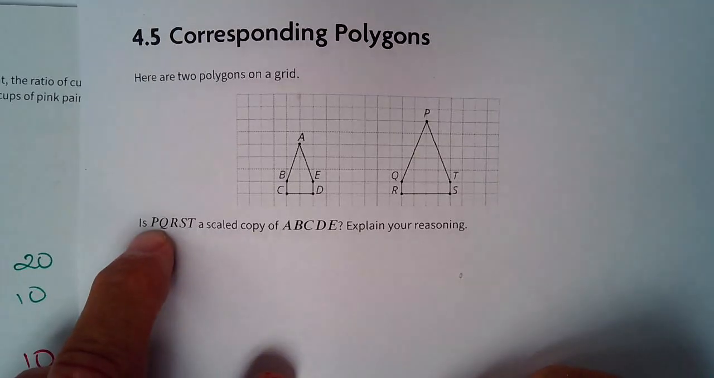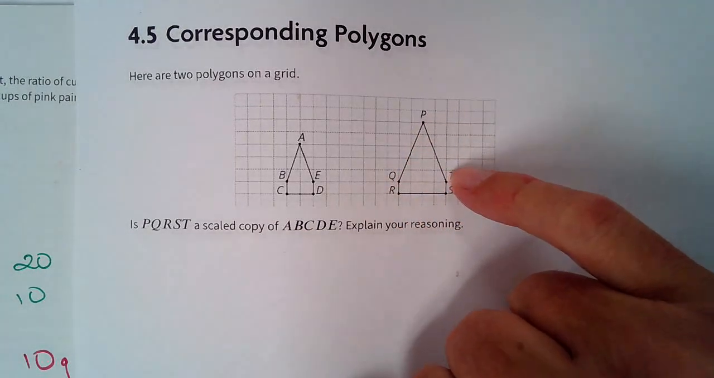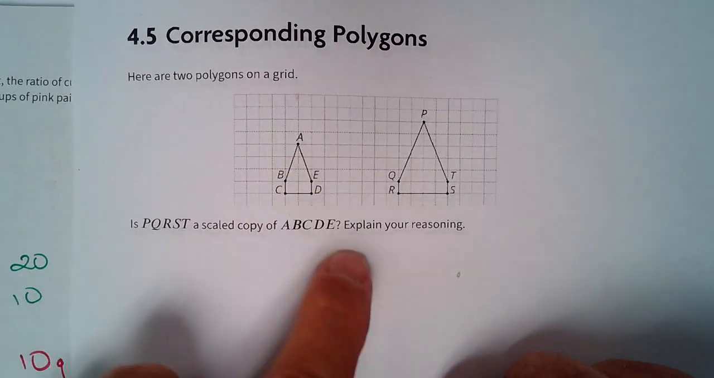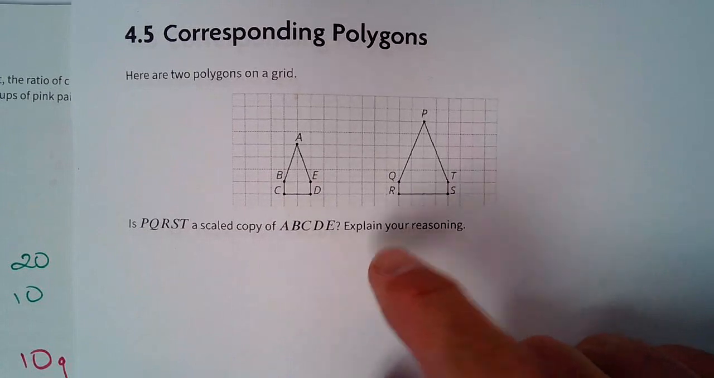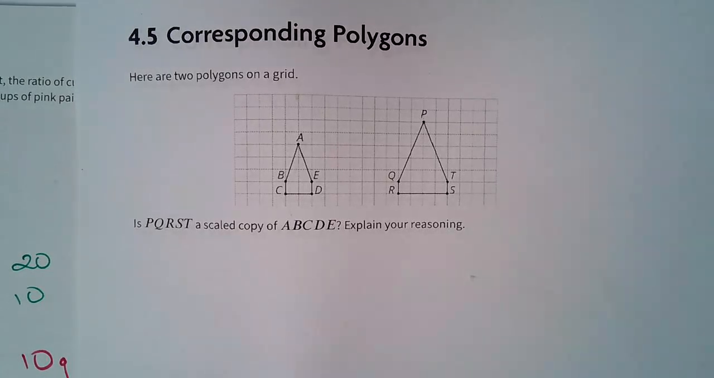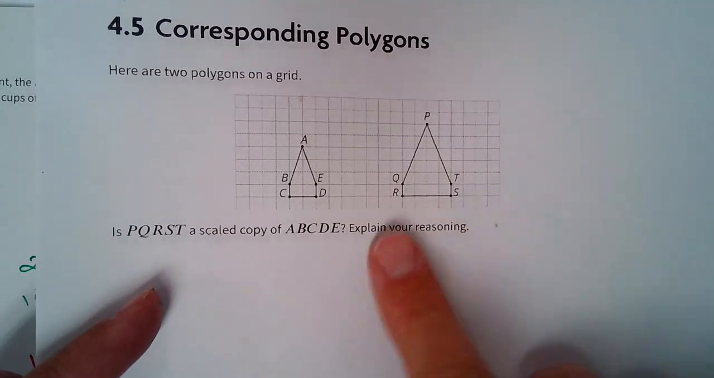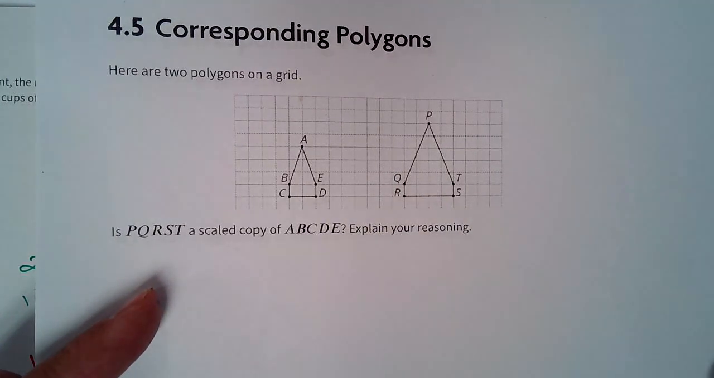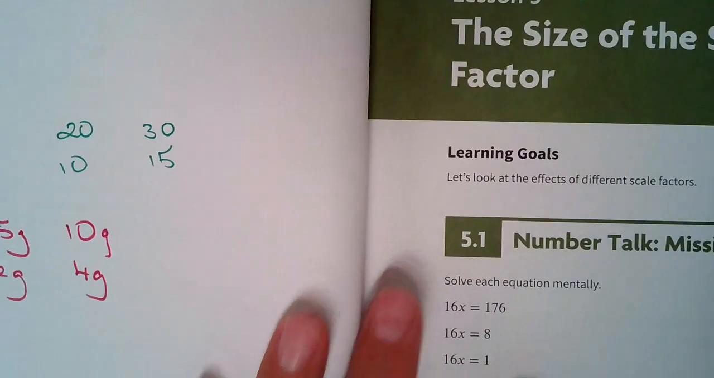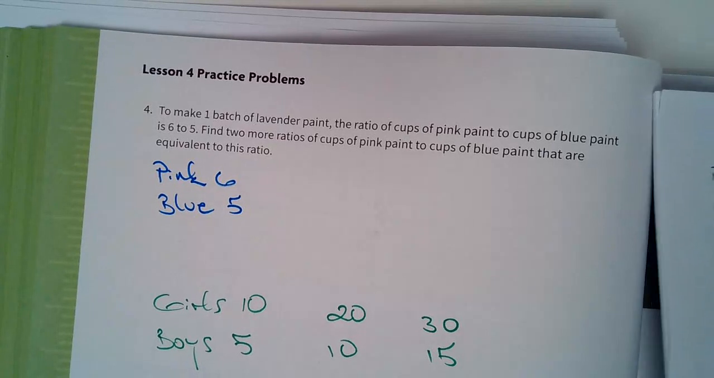It says, is PQRST, that's this one, a scaled copy of ABCDE? And then explain your reasoning. You better explain your reasoning. When I graded your workbook a little while ago, some of you did a very poor job of explaining your reasoning. You need to do that. Questions on this? Nope. Okay. So work on your workbook first. Get done all the way up to page 40. And then if you have time, you can work on the Friday work.